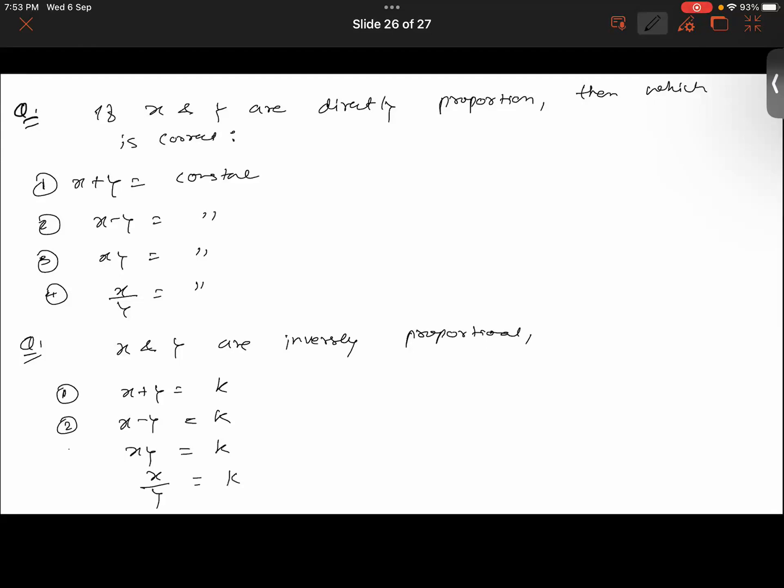x into y equals k. Exactly. The third one, this statement is true. Well done, guys. This one is true.